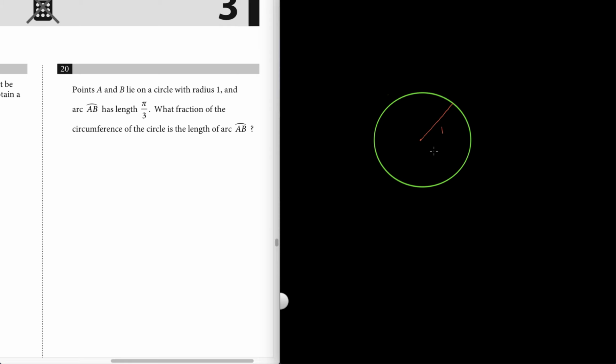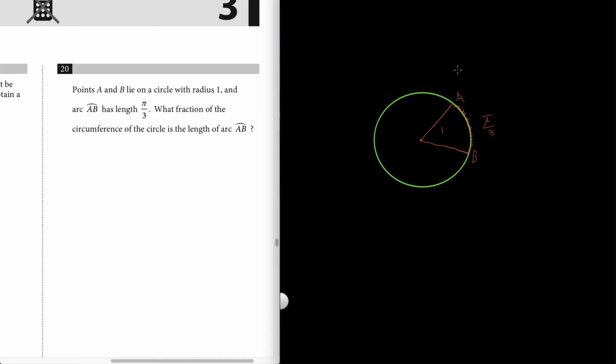That's 1. All right. Arc AB has length pi over 3. Okay, so yeah, they did give me more information about A and B, so now I'm going to draw them. I know the length of the arc is pi over 3, so I know that it's not the whole perimeter, so I'm going to draw something maybe relative to that. So we'll say this is point A, and this is point B. And this arc right here, the value of it is pi over 3. Okay. What fraction of the circumference of the circle is the length of arc AB?